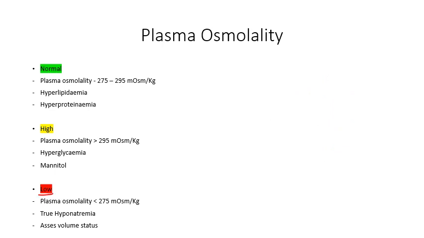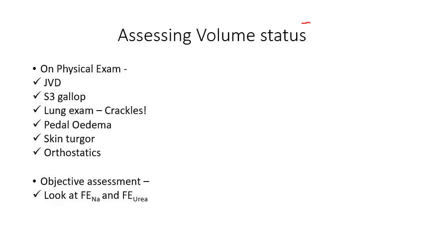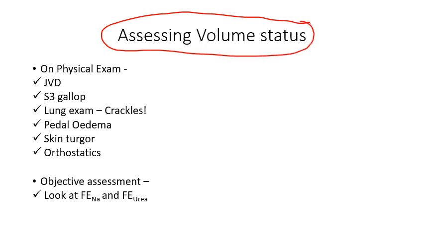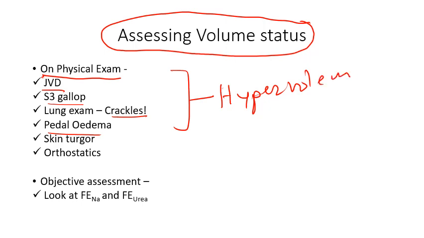Then if the plasma osmolality is low, the diagnosis list is slightly bigger. It is true hyponatremia, and it becomes very important to assess volume status in these patients. Assessing volume status becomes very important when we encounter a hypoosmolar hyponatremia. On physical exam, if you see jugular venous distension, S3 gallop, lung crackles, or pedal edema, you can say that the patient is hypervolemic. If you see a loss of skin turgor, you can say that the patient is hypovolemic.